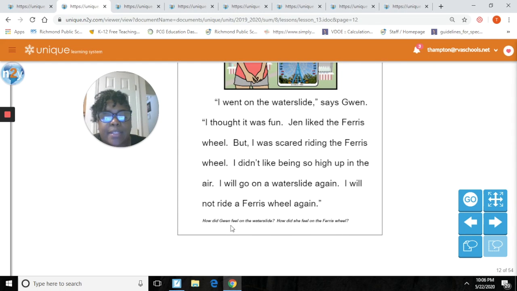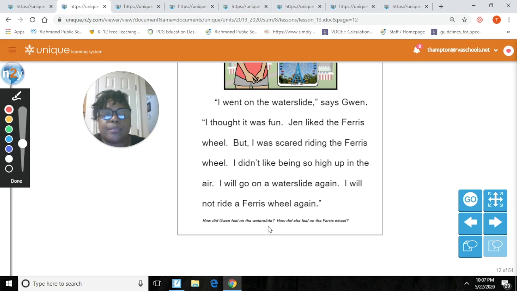And it says here, how does Gwen feel on the water slide? How does she feel on the Ferris wheel? So we have to go to the part of the story that talks about the water slide and the Ferris wheel. Okay, so here's Gwen, and she says, "I thought it was fun." So now Gwen says she went on the water slide. So how does she feel about the water slide? She said, "I thought it was fun."